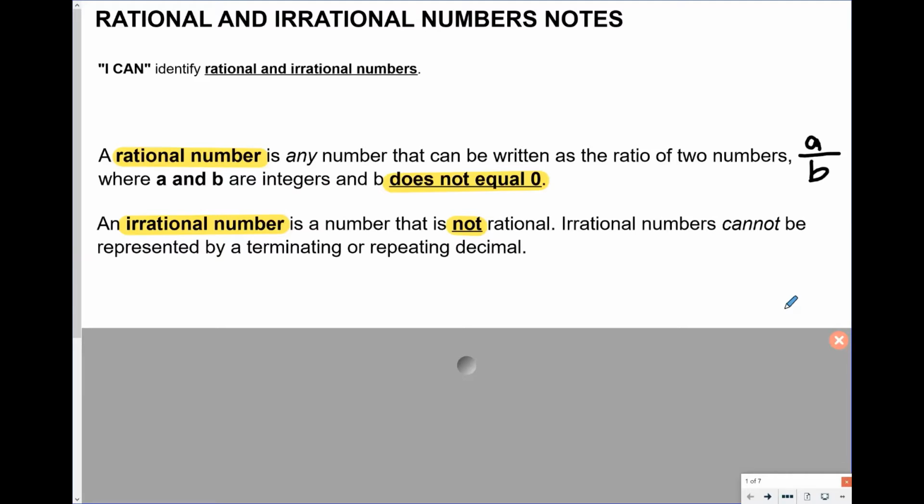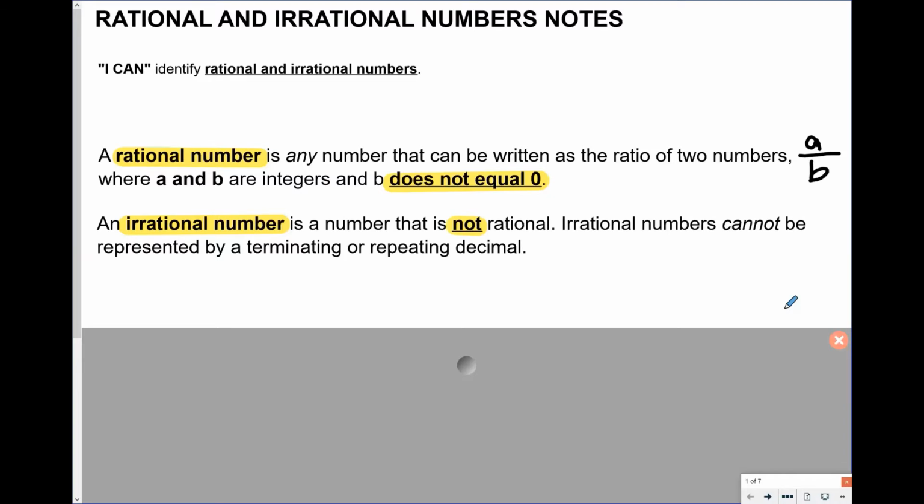A rational number can be any number that can be written as a ratio of 2 numbers. So it can be written as a fraction. Rational number, it can be written as a fraction. And I'm going to show you an example.